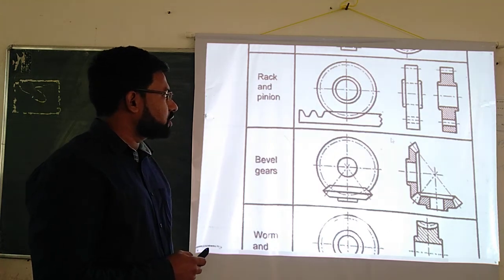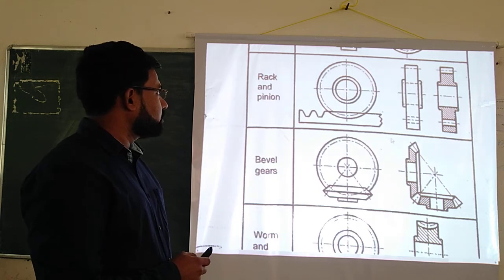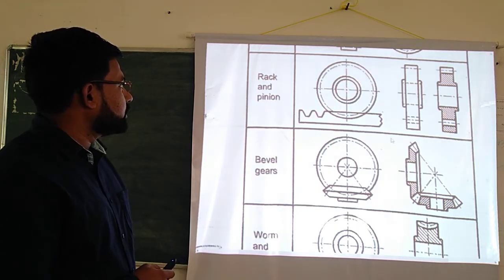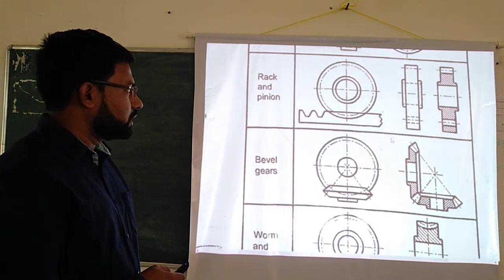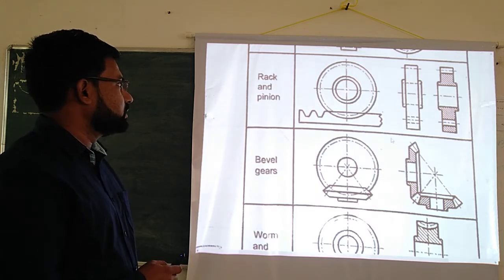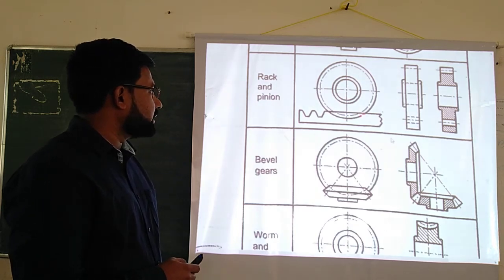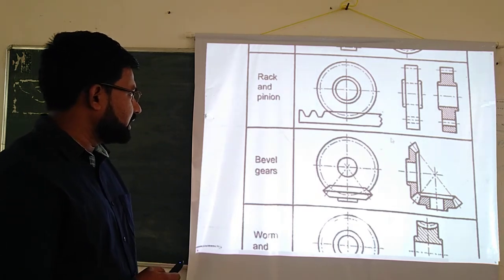This is the sliding motion of rack converted into rotary motion of pinion. So this is the rack and pinion. One of the gears is replaced with the help of a rack, and this is the pinion. So the pinion is rotating and the rack is sliding. So this is rack and pinion.